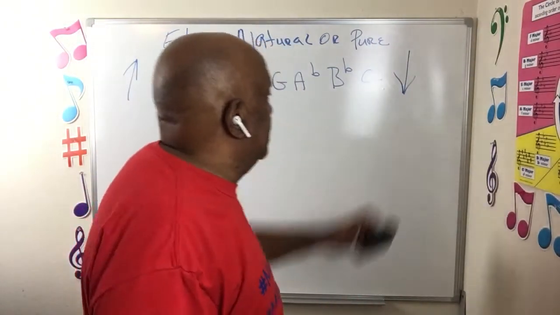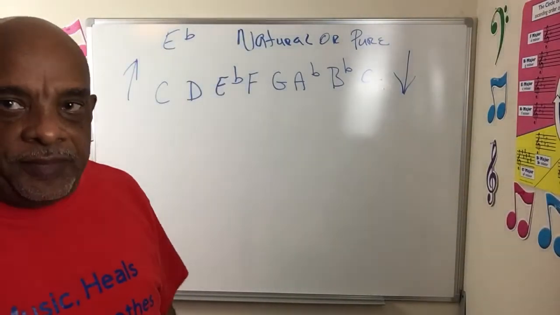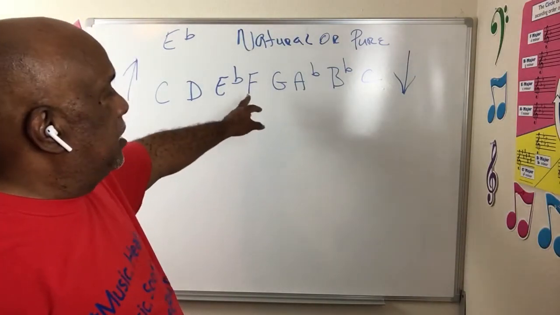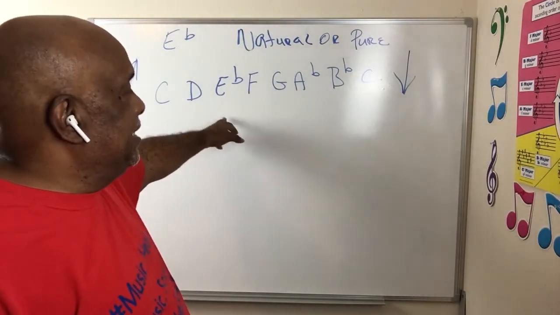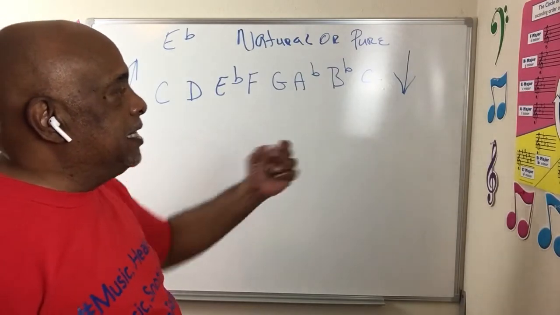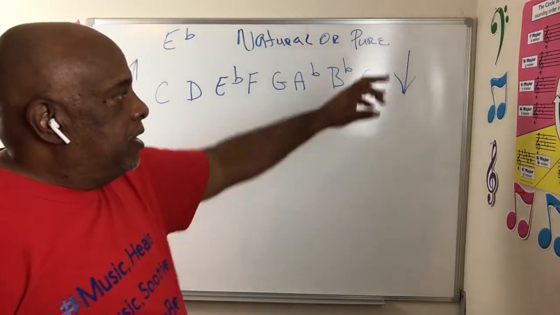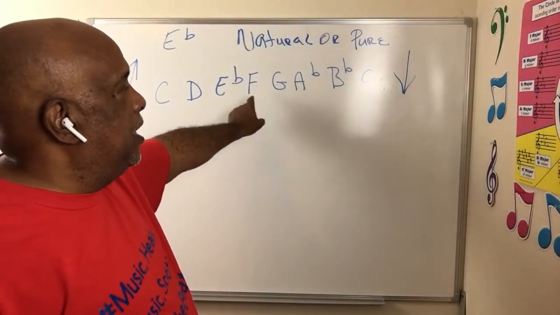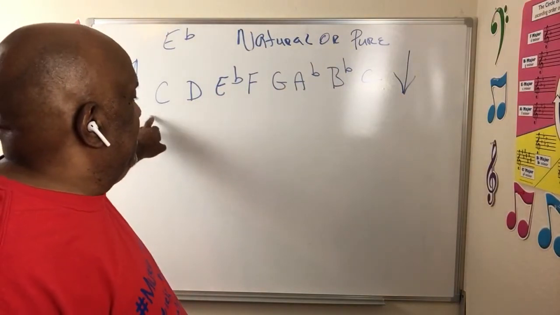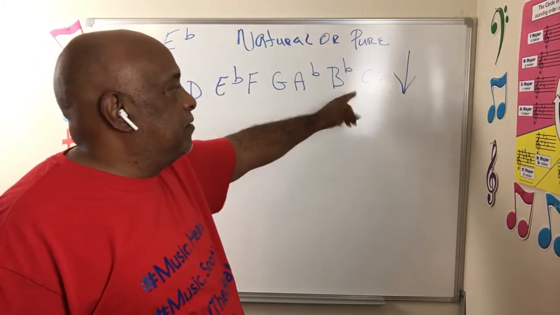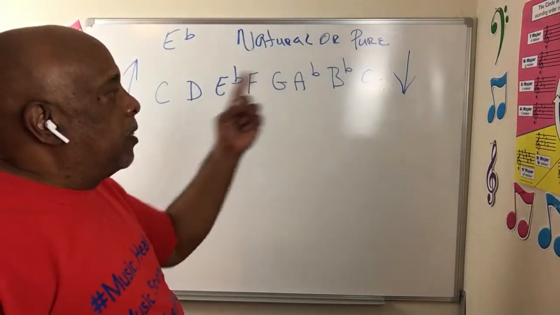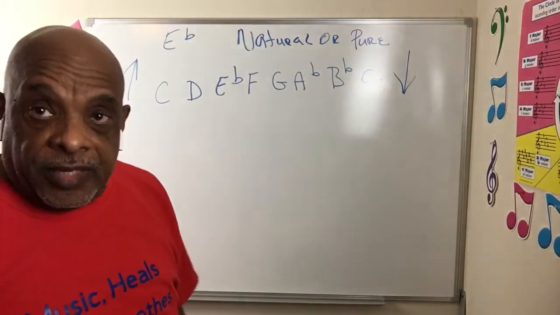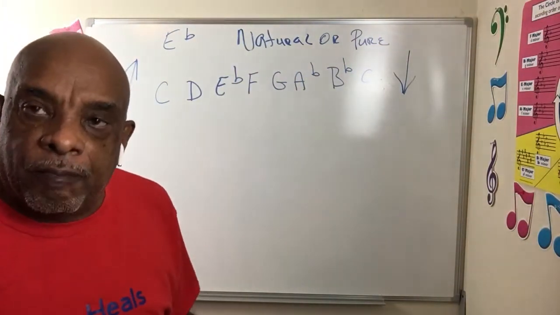Ascending, descending, it's going to be the same thing. If I'm going up: C, D, E flat, F, G, A flat, B flat, C. Going up, the same thing. Same thing coming down: C, B flat, A flat, G, F, E flat, D, and then C. 1, 2, 3, 4, 5, 6, 7, and back to the 1. So ascending and descending is going to be the same thing in the natural or the pure minor.